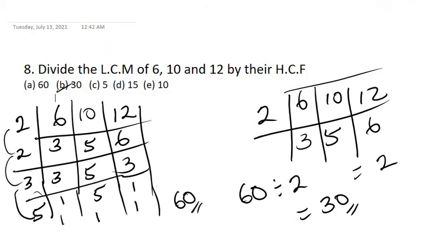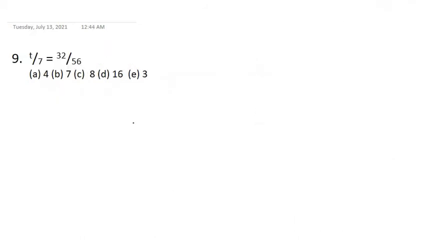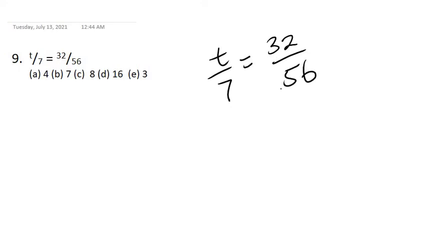Question 9. T over 7 equals 32 divided by 56. To solve this, we can just use equivalent fractions or we cross multiply. But to use equivalent fractions, I'll just think of what I can divide 56 by to get 7. Of course, it's 8. Okay, 56 divided by 7 is 8. 56 divided by 8 is 7.